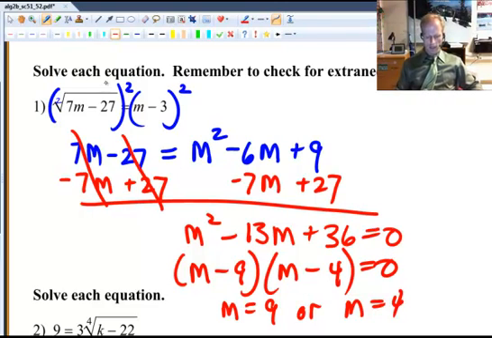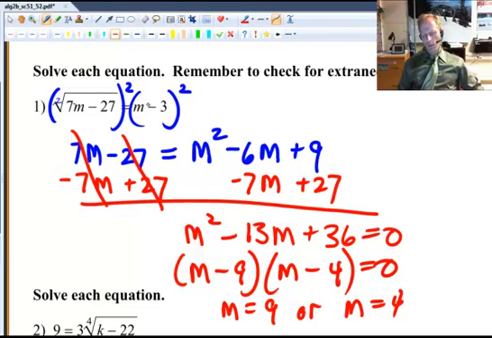So when I take 9 and put it back into the original equation, I get 63 minus 27, which is 36, and the square root of 36 is 6. And when I put 9 on the right, I get 9 minus 3, or 6. So that checks out. Now let me take 4 and put it back in, and I get 28 minus 27, which is 1. Take the square root of that, you get 1. And when you put 4 in on the right side of the equation, you also get 1. So that does check out.